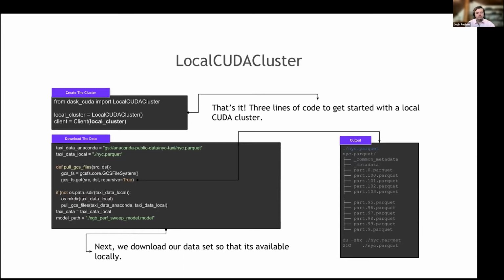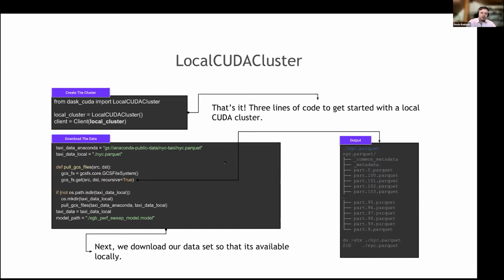Once you've got your Dask CUDA library, all you do is import the LocalCUDACluster object. You create a cluster with that just by instantiating it. And then we wrap that local cluster with a Dask client, and that's going to enable us to issue commands, develop workflows, and pass in all of our relevant information.